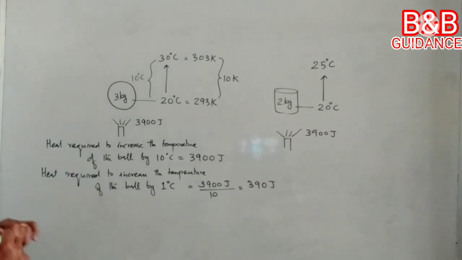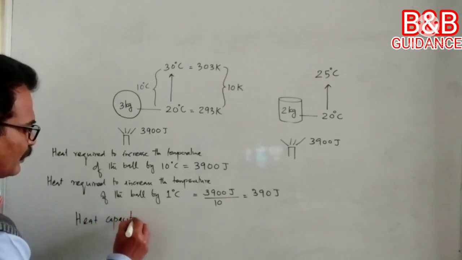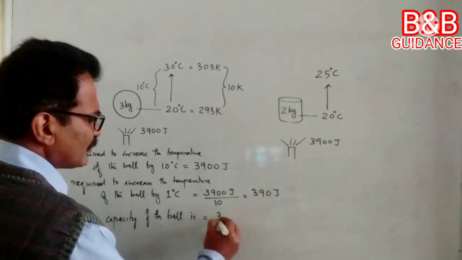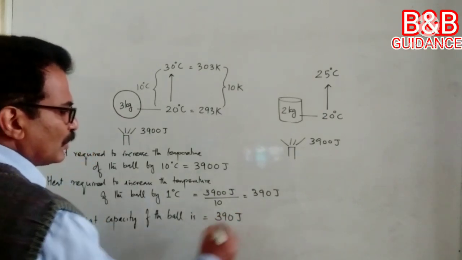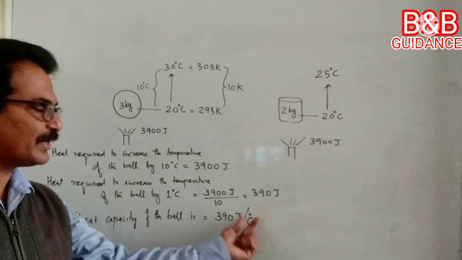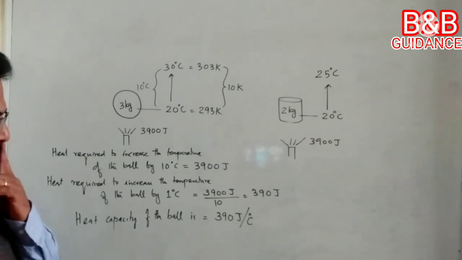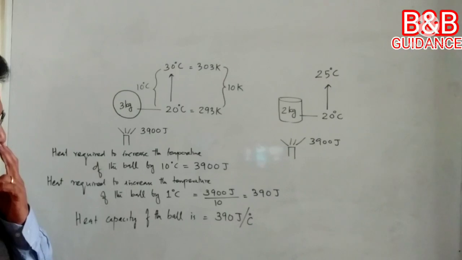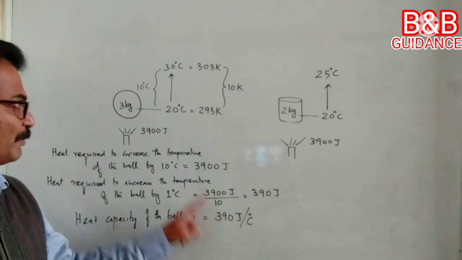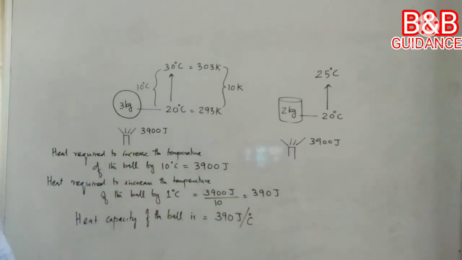Now I am using a special term. The term is heat capacity. Heat capacity of the ball is, I will say, 390 joule per degree Celsius. So heat capacity of this ball is 390 joule per degree Celsius. If I say like that, what will you understand? To increase the temperature of this ball by 1 degree Celsius, it needs 390 joule of heat energy.